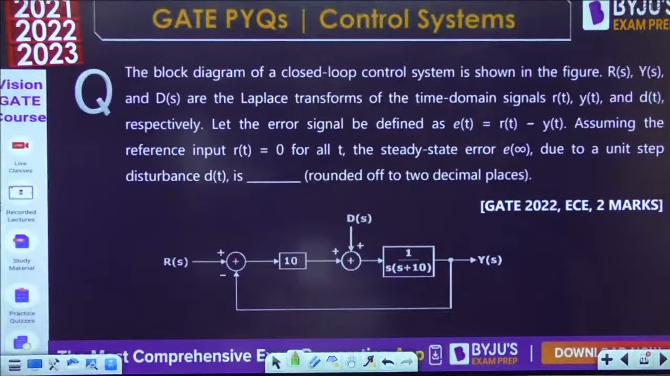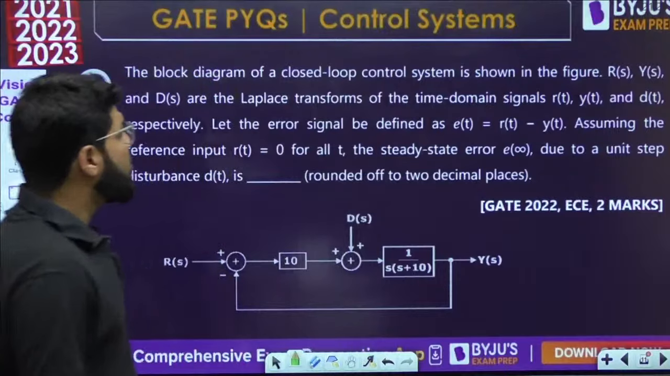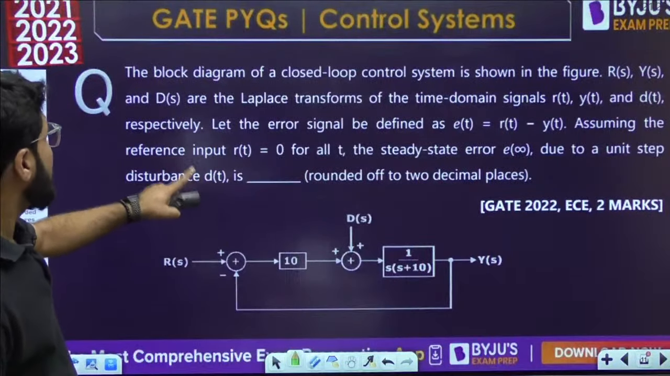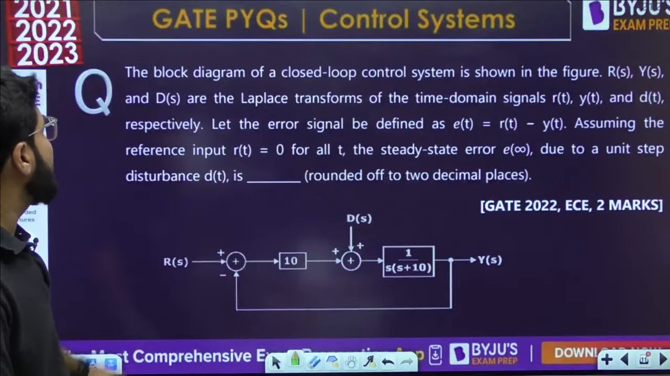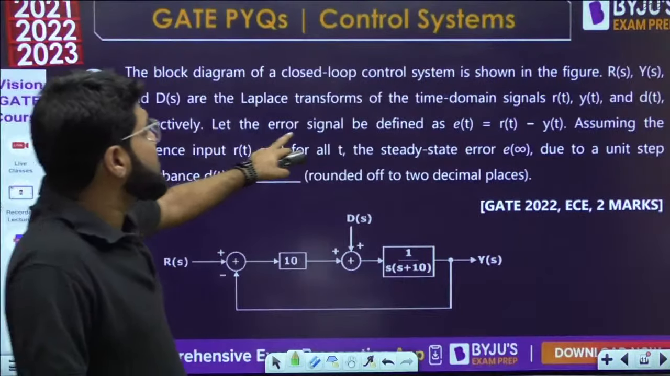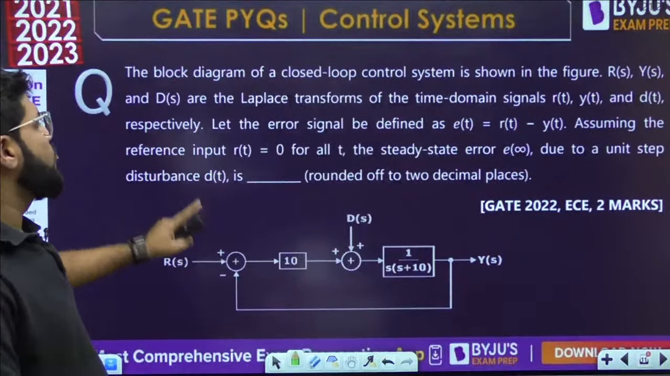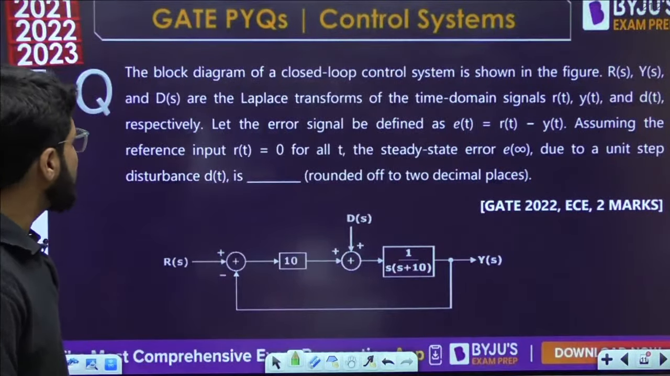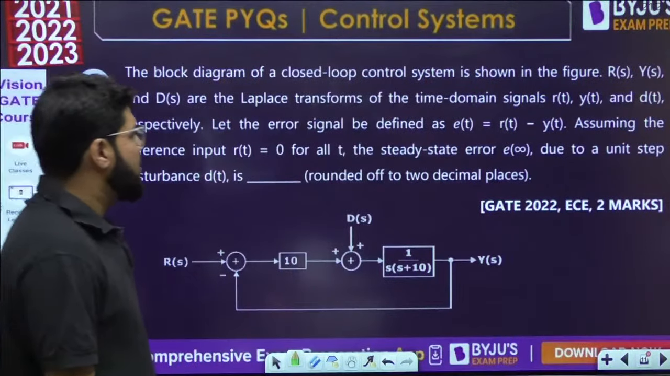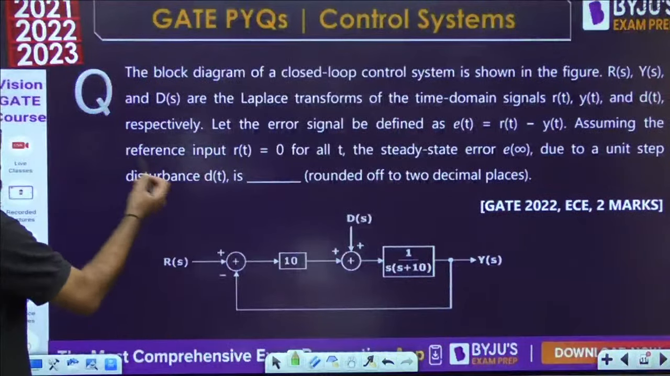Next question. 2022 EC, 2 marks again. The block diagram of a closed loop control system is shown in the figure. RS, YS, DS are the Laplace transforms of the time domain signals RT, YT and DT respectively. Let the error signal be defined as ET equal to RT minus YT. Assuming the reference input RT equal to 0 for all T, the steady state error E infinity due to unit step disturbance DT.